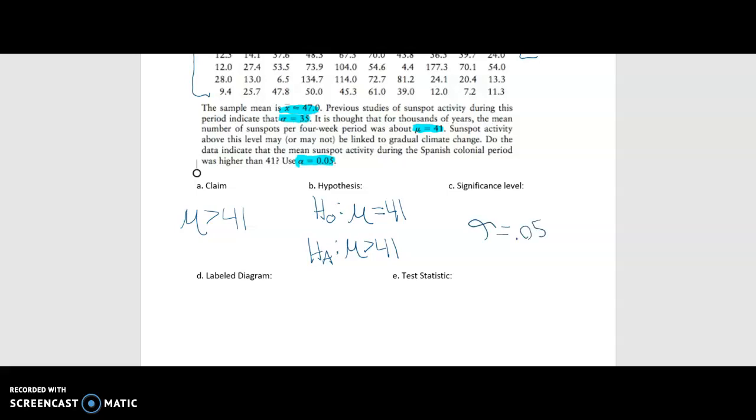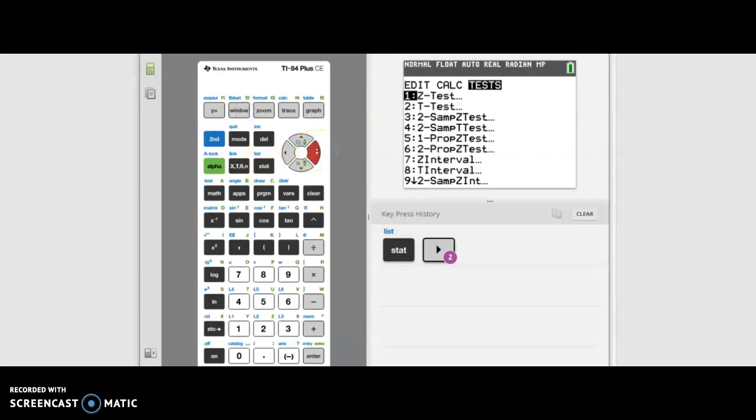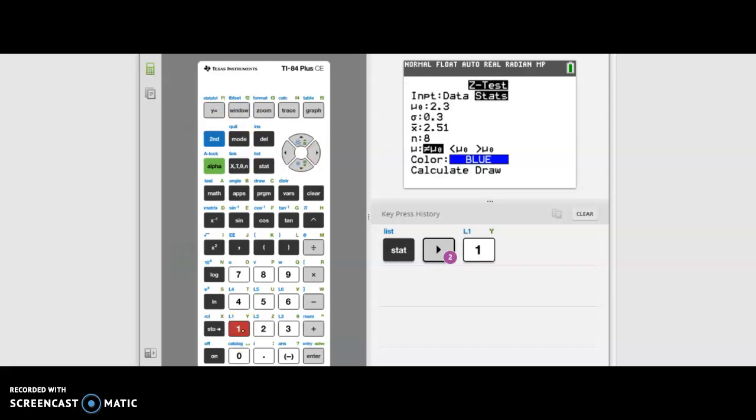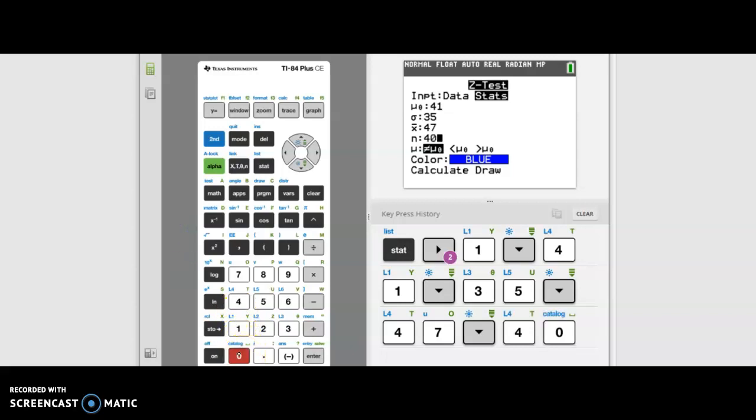0.05. So we have all of our required information written, and now we can go ahead and calculate our test statistic. We're going to use our calculator to do so. To do a z-test, we're going to press stat, over to tests, and option 1 is your z-test. We're going to put in statistics rather than type in all 40 data entries. And mu in this problem is given as 41. Our sigma is given as 35. The sample average is 47, sample mean. There were 40 pieces of data, n equals 40.